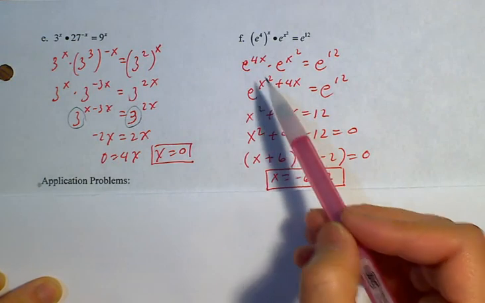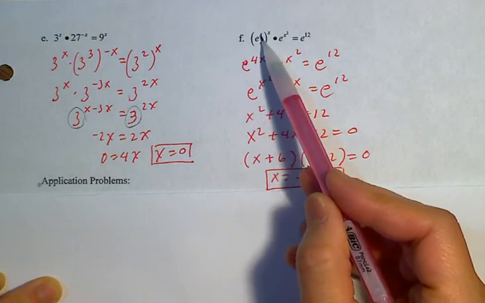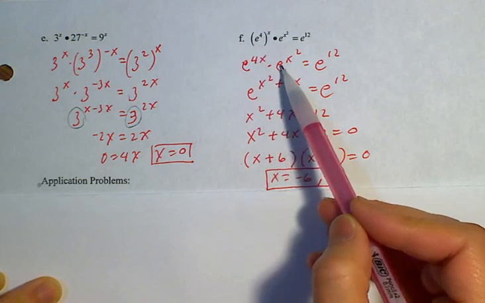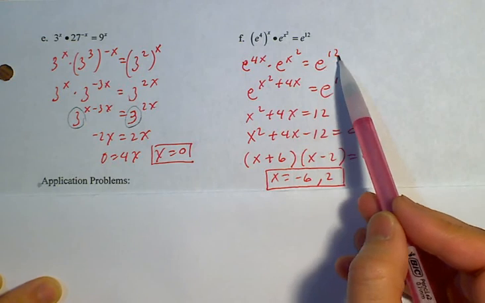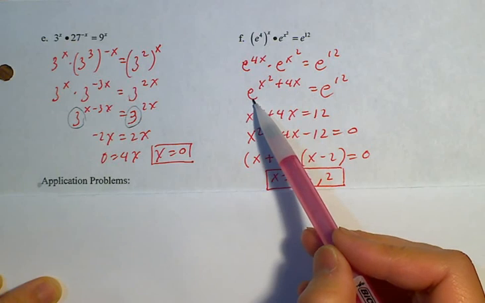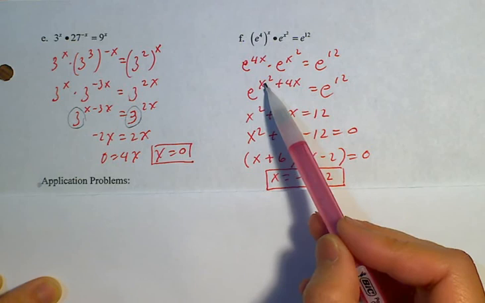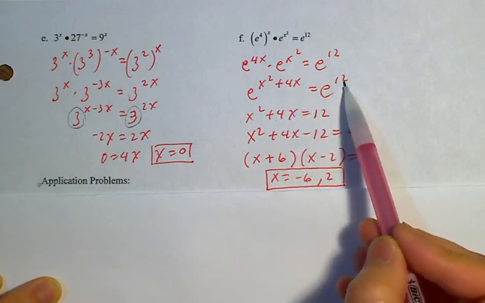Okay, for the next one, I'm going to rewrite e to the 4 raised to the x as e to the 4x. And then e to the x squared, I'll just keep it as it is. And that's equal to e to the 12. So I'll combine this as 1 base of e. So I add these two together. So that's e raised to the x squared plus 4x is equal to e to the 12th.